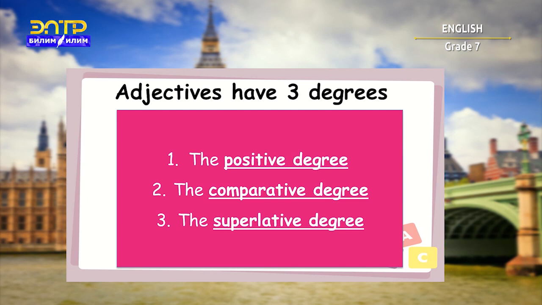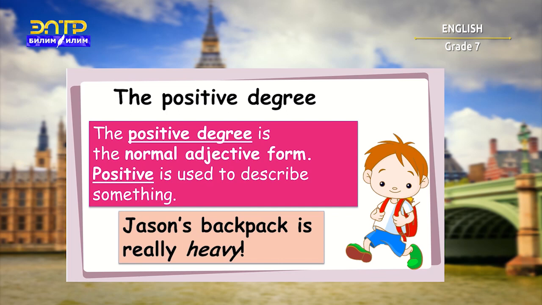Adjectives have 3 degrees: the positive degree, the comparative degree, and the superlative degree. The positive degree is the normal adjective form. Positive is used to describe something. For example, Jason's backpack is really heavy. And here, heavy is an adjective in the positive degree.